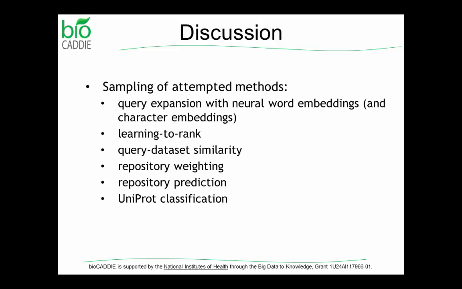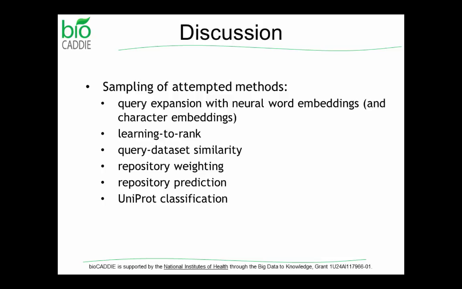Just a brief overview of some of the methods that some of the participants tried using. There were actually several. Almost all of the participants tried to do some form of query expansion, but some of them tried using neural word embeddings, which is fairly new, and character embeddings. There were some learning to rank approaches, and we're going to hear from one of them, as Emory did that.